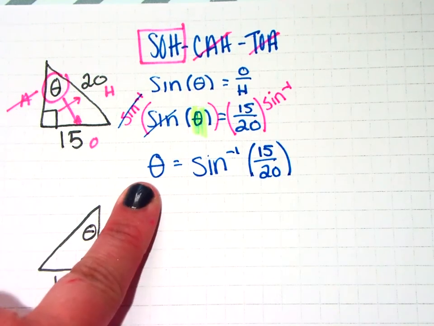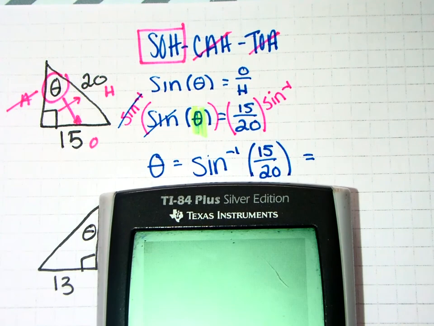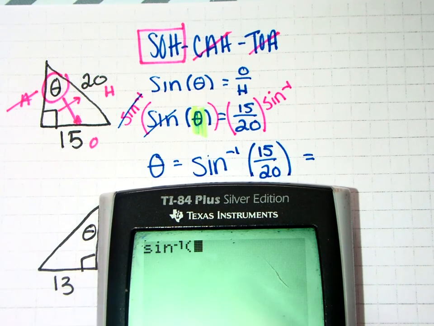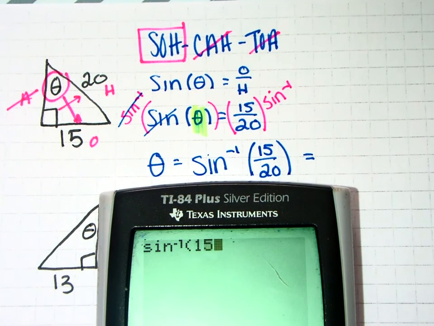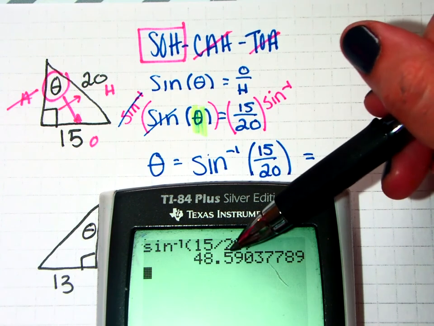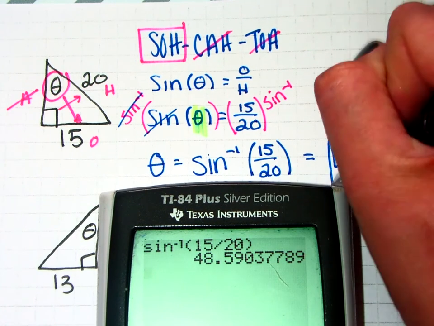My theta is isolated, so that lets me know my calculator can be used. So I'm going to press second sine, and notice how it pulls up the -1. And then I'm just going to type this fraction in, 15 over 20, close parenthesis, and press enter. And that rounds. We usually round to the nearest whole number, so this 5 bumps up this 8 to a 9. So my angle measure is 49 degrees.